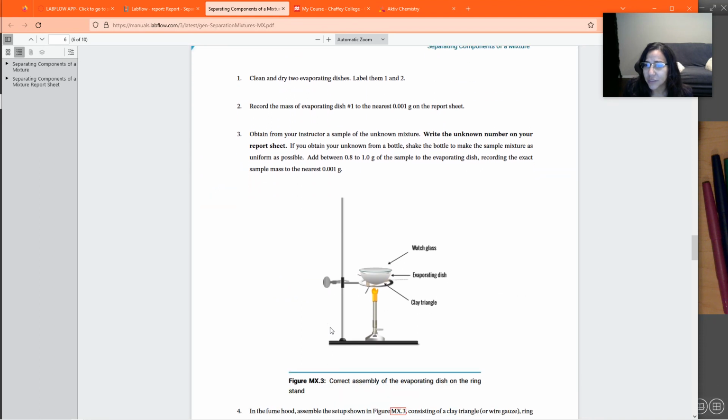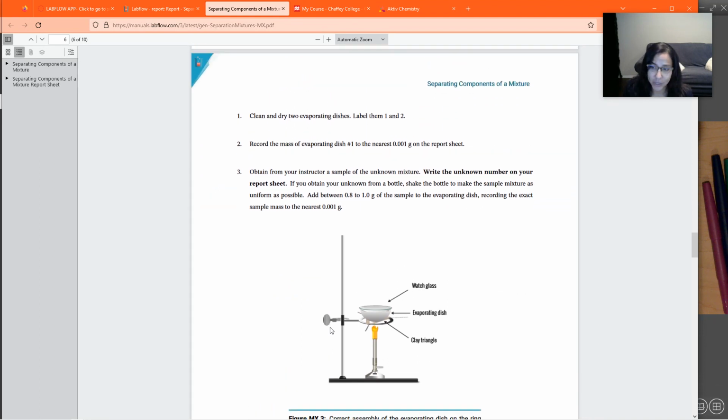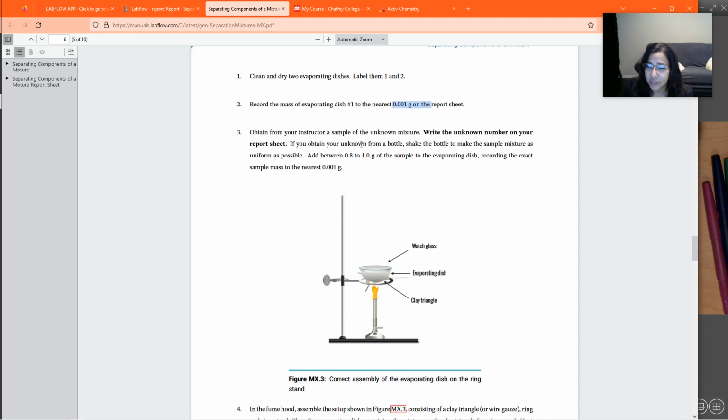All right, here is the part that we are in for our actual lab now. It says clean and dry the two evaporating dishes. Done. Record the mass of your evaporating dish to the nearest 0.001 grams on the report sheet. Okay? Obtain from your instructor a sample of the unknown mixture. Write that unknown number on your report sheet.